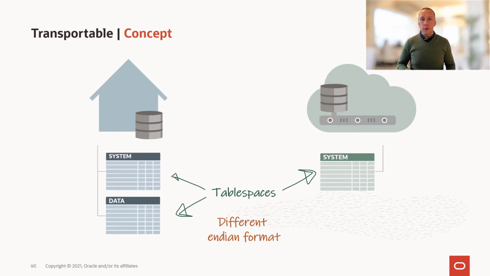In our source database, we have the system tablespace and the data tablespace. In a real situation, you would have many more tablespaces, but for simplicity, we just have two in this example. System is your system tablespace, and data, this is where the user data is stored. In your PDB, you only have the system tablespace because it's an empty PDB. There is no user data there yet.